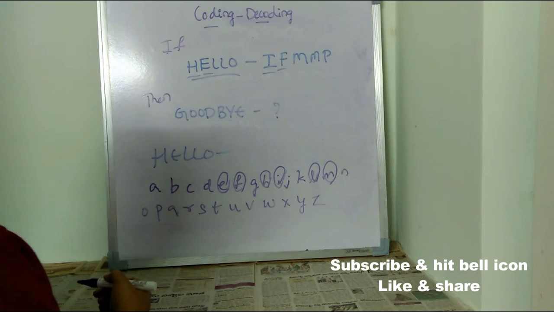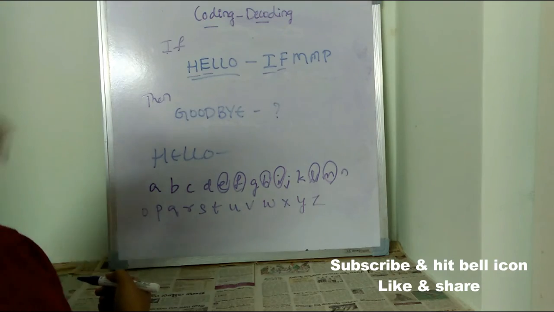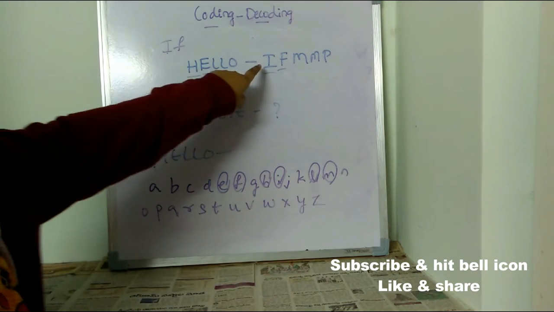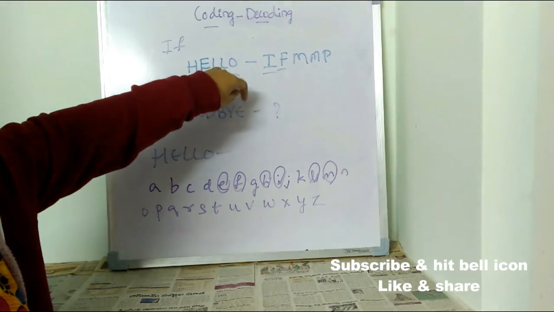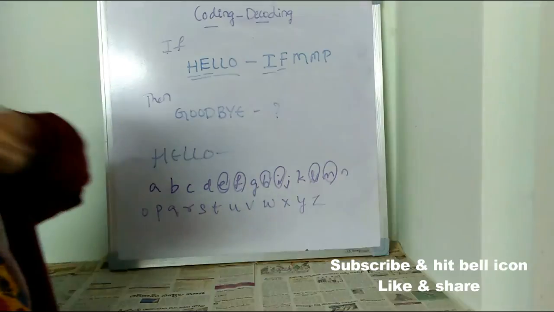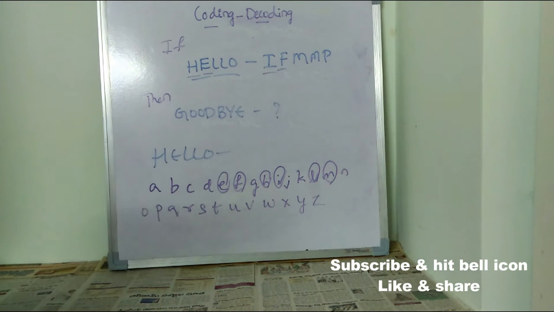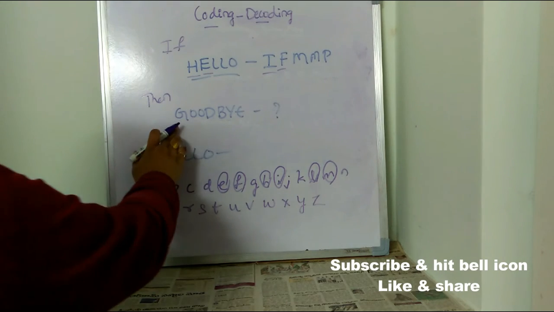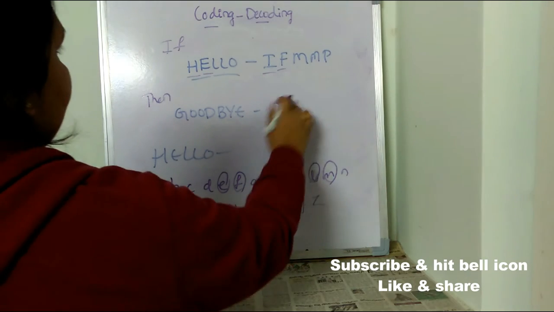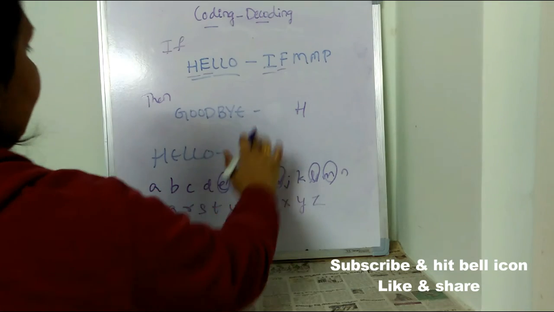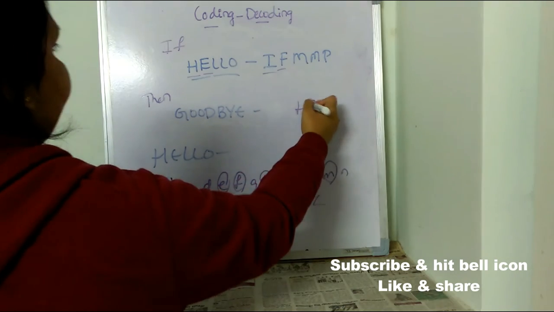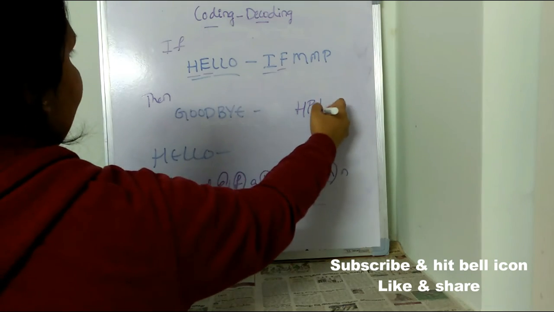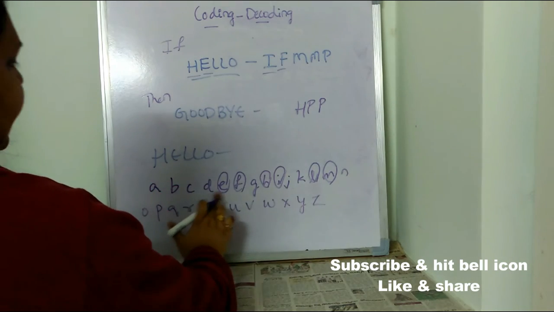Okay, so now we understood the logic, right? H's next letter is being written, E's next letter is being written, L's next letter is being written. So we have to follow the same rule even for goodbye. What is the next letter of G? It is H. O, after O it is P. After O, again it's P. D, after D it is E.